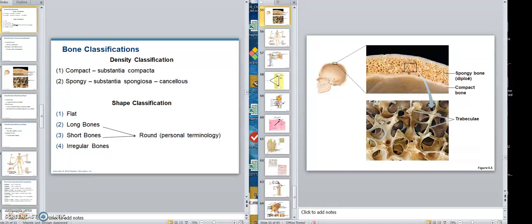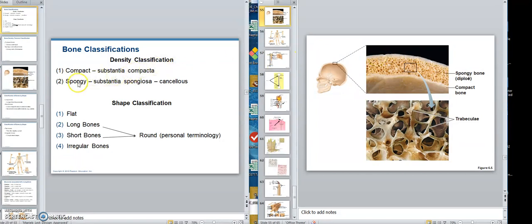Okay, class, we are now further talking about bone, and we're looking at bone classifications by density and by shape. In terms of density, we have what we call compact bone, also called substantia compacta. This would be an example of that right there. See how compact it looks, how solid that looks? Just to give you an example.